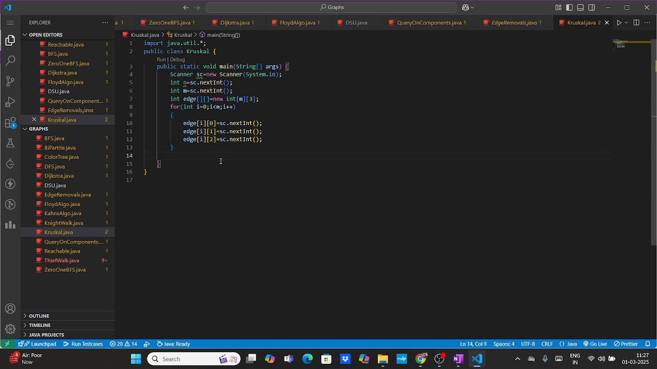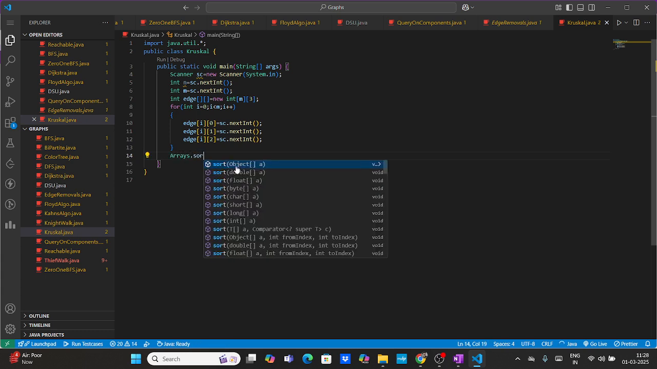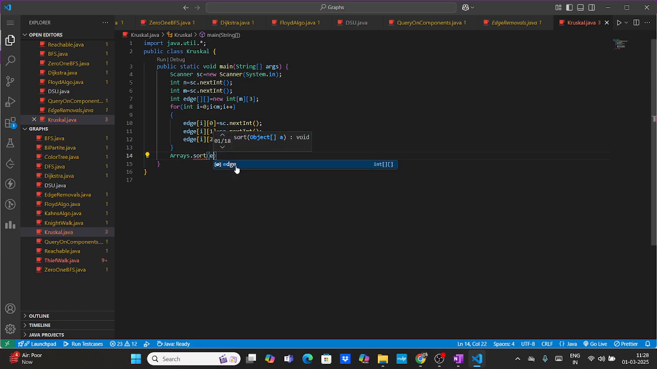Okay. Next, what do I need to do? I need to sort it, right? Sort the edges, correct, based on ascending order. So I'm just writing a lambda. What I have done is I have sorted based on a of 2, b of 2, this way.